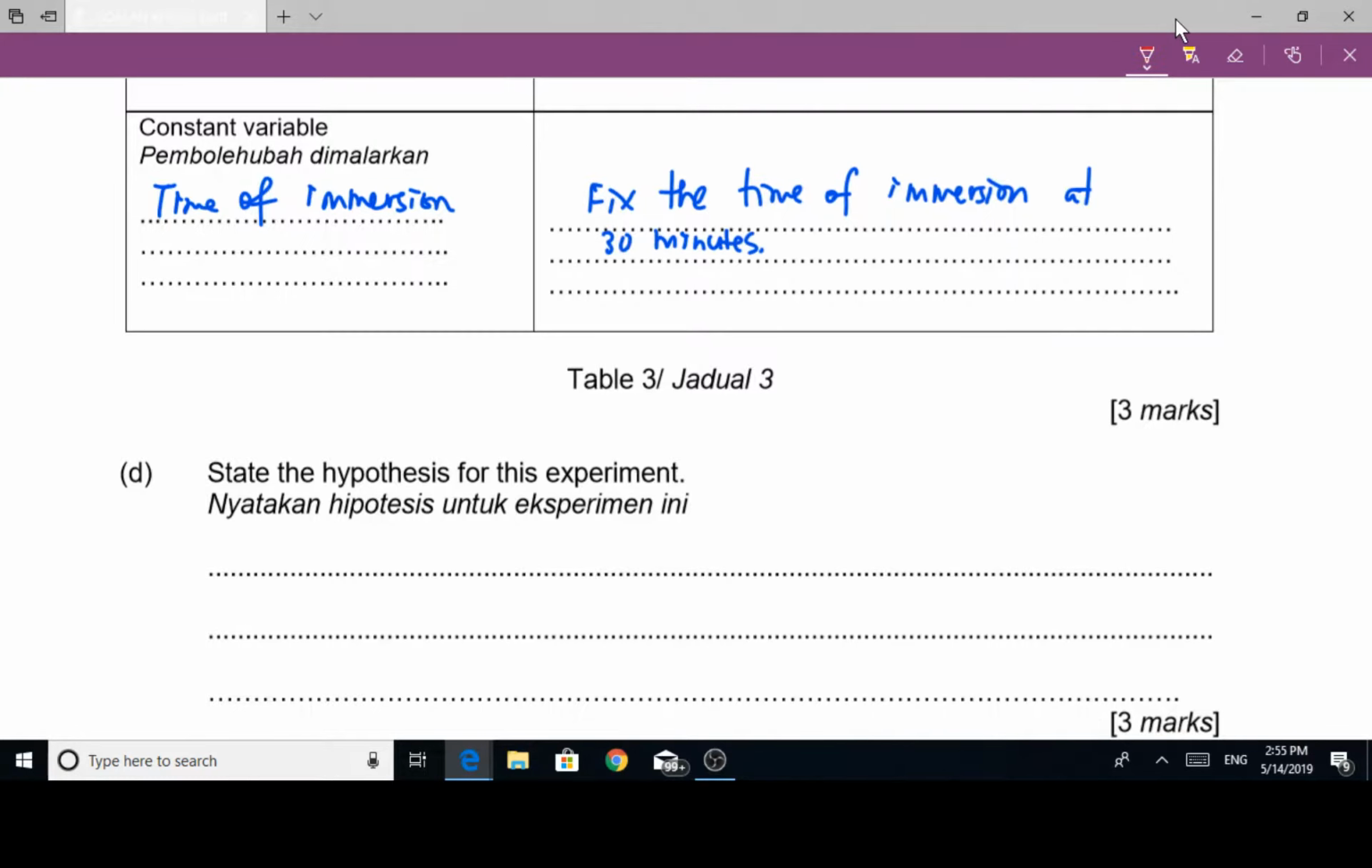Okay, well done. Then you get 3 marks. If you get 6 ticks, then you get 3 marks. If you get 4 to 5 ticks, then you get 2 marks. If you get 2 to 3, then you get 1 mark. If you get less than 1, then the marks that you get is 0.